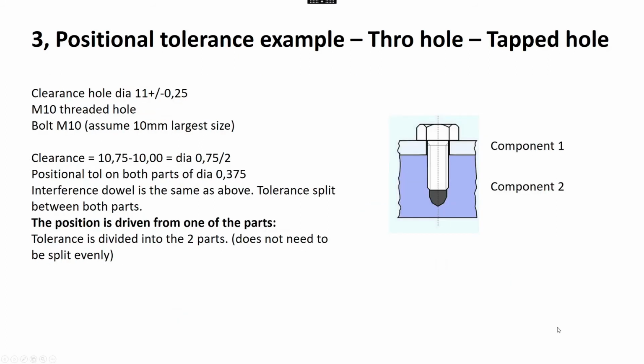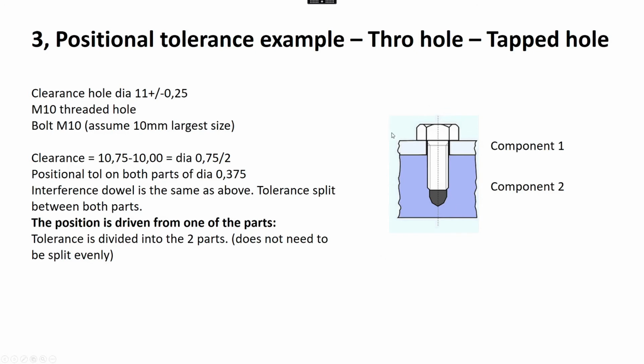Okay, so the next scenario, we've got a clearance hole of diameter 11 plus minus 0.25 and an M10 threaded hole in the next component. So we've got component 1 here, which is the plate, and component 2, which is a plate with a threaded hole in. So this is a clearance hole and this is a threaded hole.